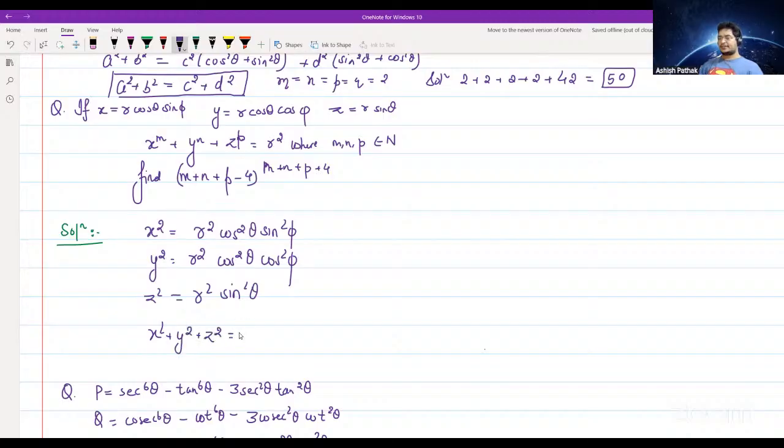If I will add everything, you will get the answer as r square will be common. You will get it as cos square theta sine square phi plus cos square theta cos square phi plus sine square theta. Understood? Now, if you can see here, what we can take common? Tell me what we can take common from here and here.